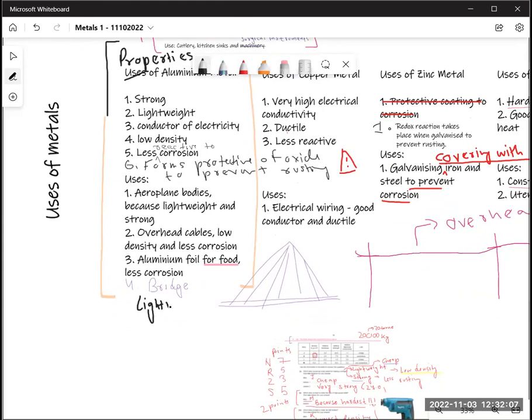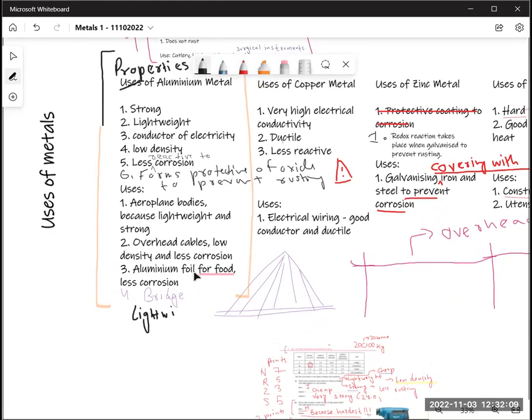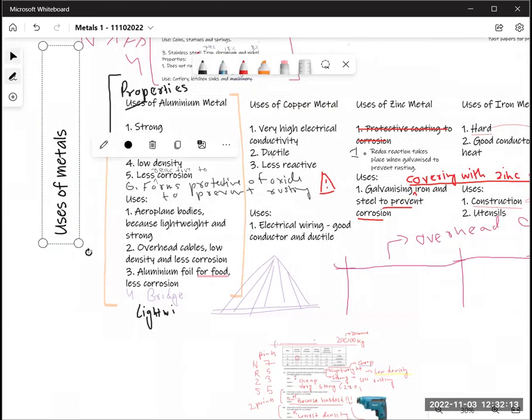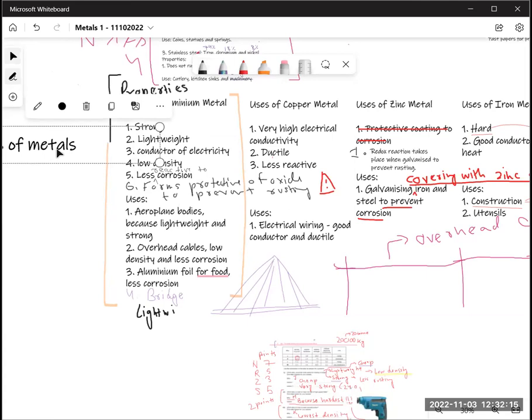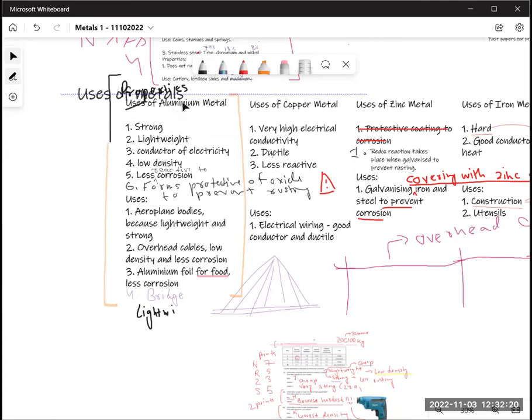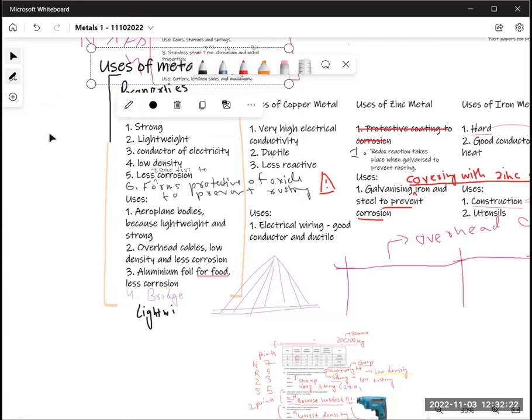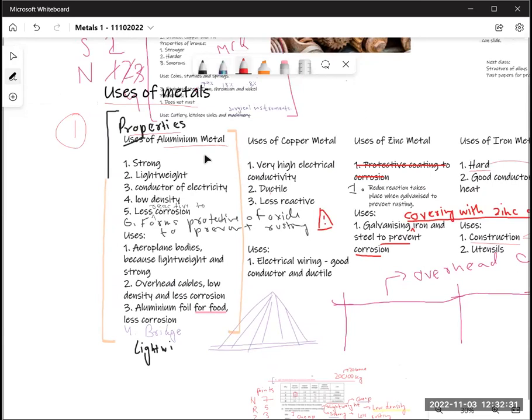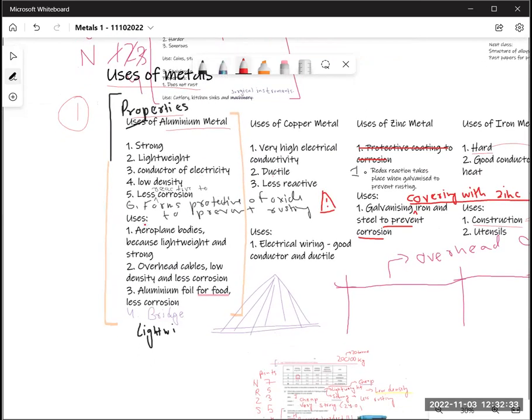Aluminium? Say that again. What do we write as the title? Yes, the first thing you'll write is uses of metals as the heading today. And you'll write today's class, which is metals revision 2, and the date. Then you start with uses of metals, that's the heading. And below it, you'll write number 1, properties of aluminium metal. Fine. And then below that, you'll write the uses as the second heading. I hope that makes sense.